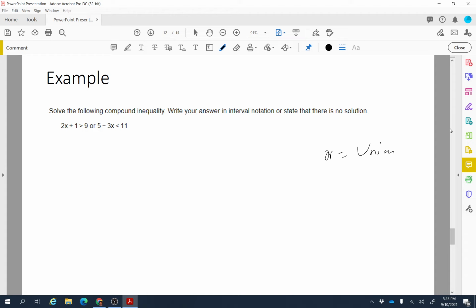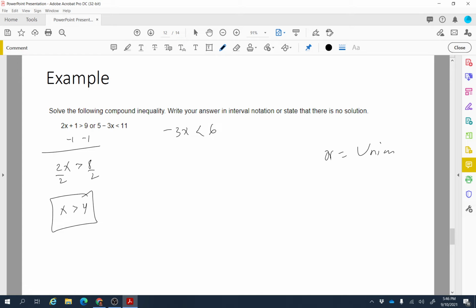So we find the solution for the first one. For finding the solution, let's subtract 1. So 2x is greater than 8. Divide both sides by 2. X is greater than 4. That's the first part of the solution. For the second one, subtract 5 from both sides. So that will be 3x is less than 6.